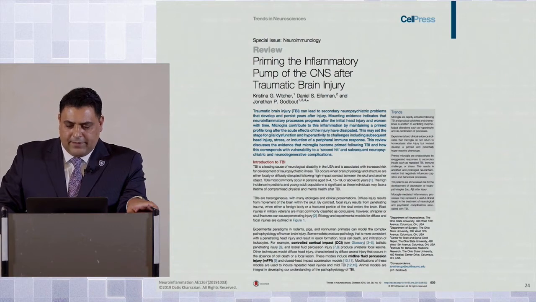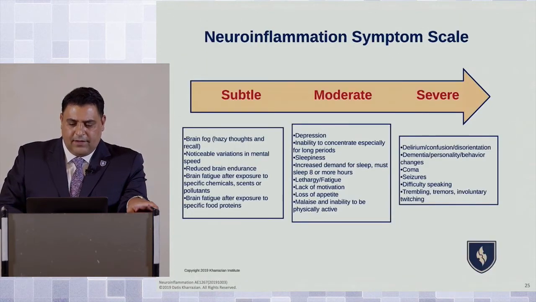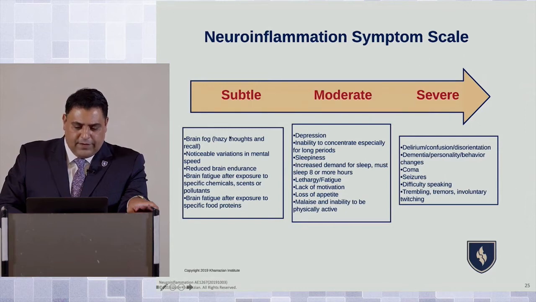So we know that priming takes place after brain injury, and when you look at the scale and severity of neuroinflammation, the most subtle symptoms are just brain fog, hazy thoughts, recall. These are associated with the frontal lobe. Really depends on the brain, but a key thing is reduced brain endurance. So again, anytime you see a patient you're trying to do neurological rehab with, and they just fatigue and crash with any kind of stimulus, you may have some primed glial cells, neuroinflammatory responses there. Chemicals, pollutants, those things can also trigger these responses.